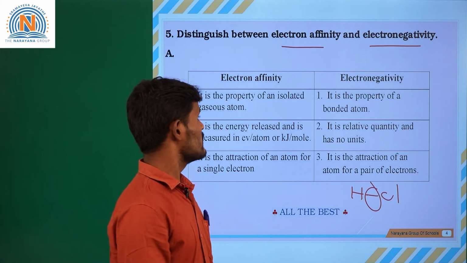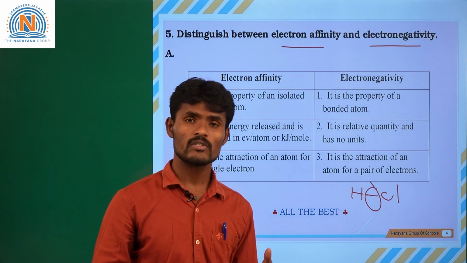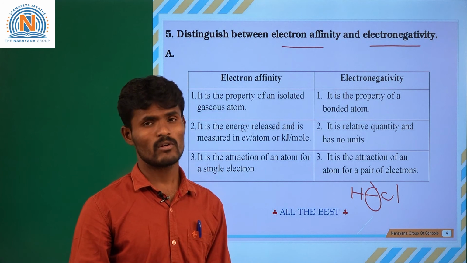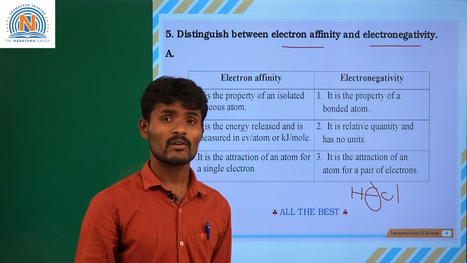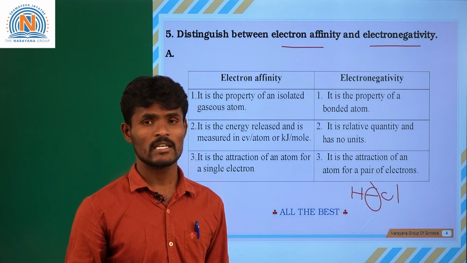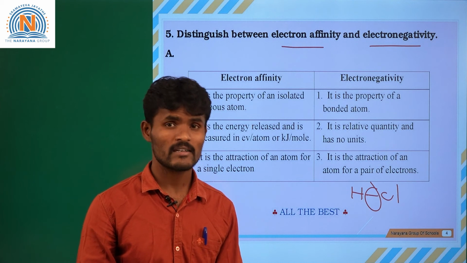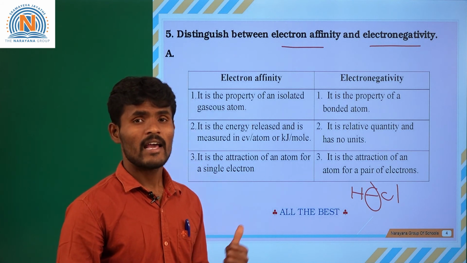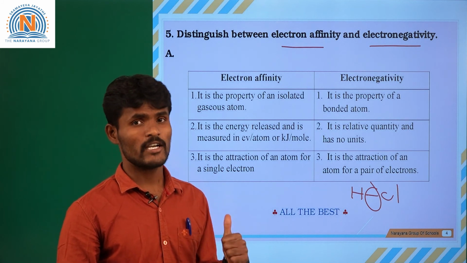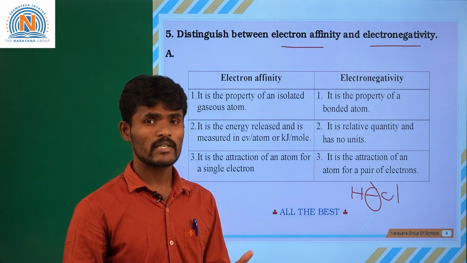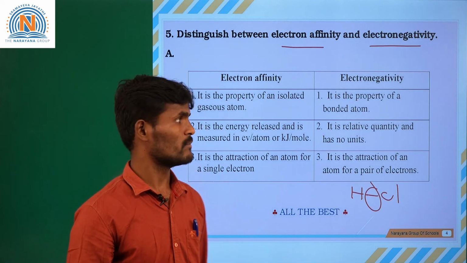Next, electron affinity has units. What are those? Kilojoules per mole, kilocalories per mole, or electron volt per atom. Whereas electronegativity has no units, because electronegativity tells about the bonded atoms, not energy. Electron affinity tells about energy, so it has units, but electronegativity has no units because it tells about the bonded atoms.